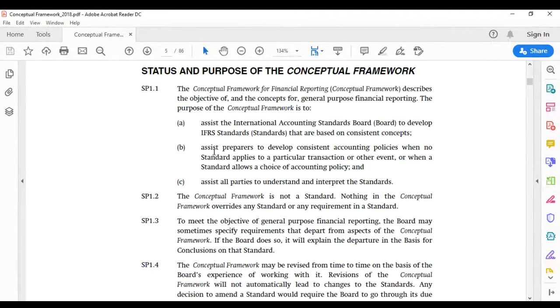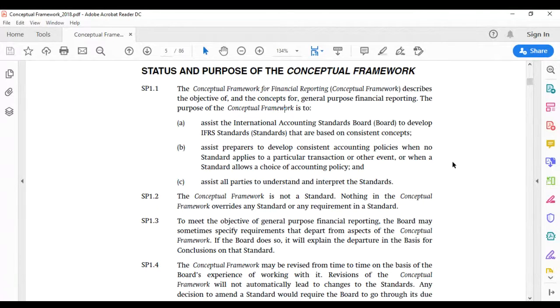Consistent, like we said, all over the world, so that companies, wherever they are situated, use the same kind of standards. Also, to assist preparers to develop consistent accounting policies when no standard applies to a particular transaction or other event, something really strange that we haven't encountered before, or when a standard allows a choice of accounting policy. And thirdly, also to assist all parties to understand and interpret the standards.